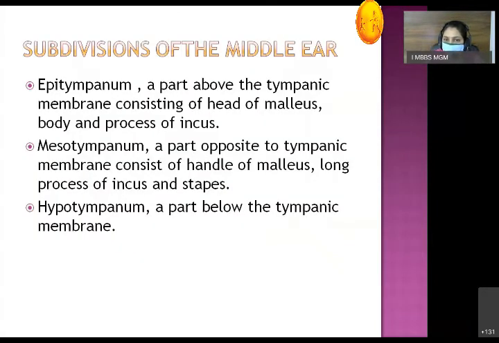Subdivisions of this middle ear. So this middle ear cavity is divided again into three parts: the epitympanum, mesotympanum, and hypotympanum. Epi is above, so it is the part above the tympanic membrane, consisting of the head of malleus and the body and the process of incus.